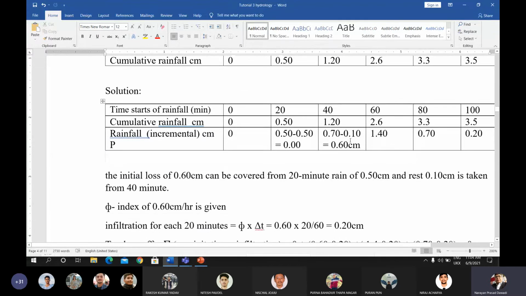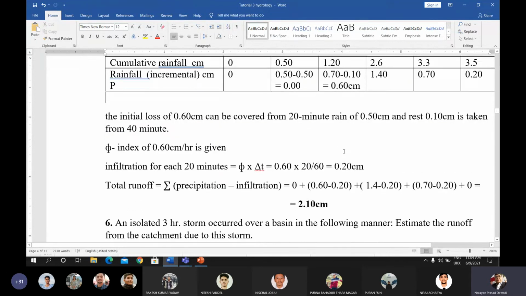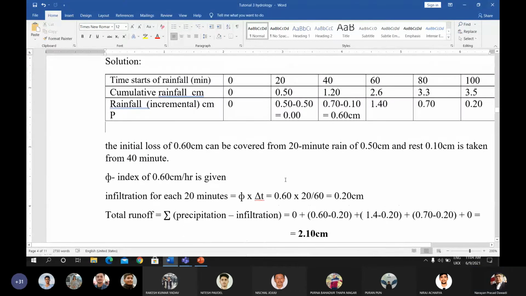For the 40 minute rainfall, the rainfall that is utilized for the infiltration is only 0.60 centimeter. But the rate of infiltration for each 20 minute according to the hour is 0.60 centimeter. For 20 minutes, the infiltration depth will be 0.60 divided by 3, which gives the value of 0.20 centimeter. The total depth of infiltration for each 20 minute interval is 0.20 centimeter.